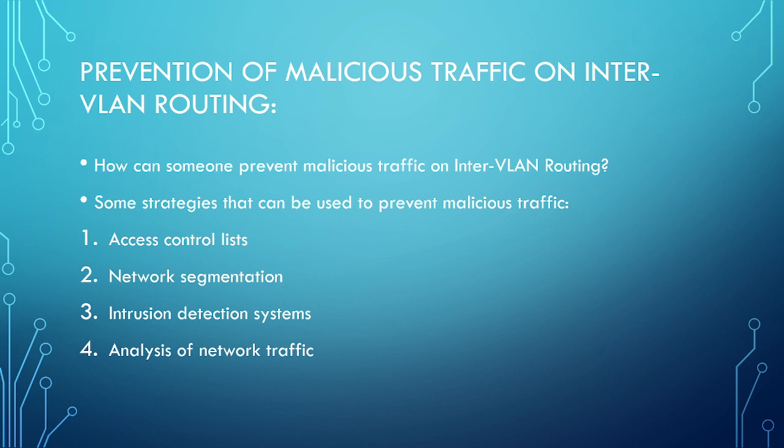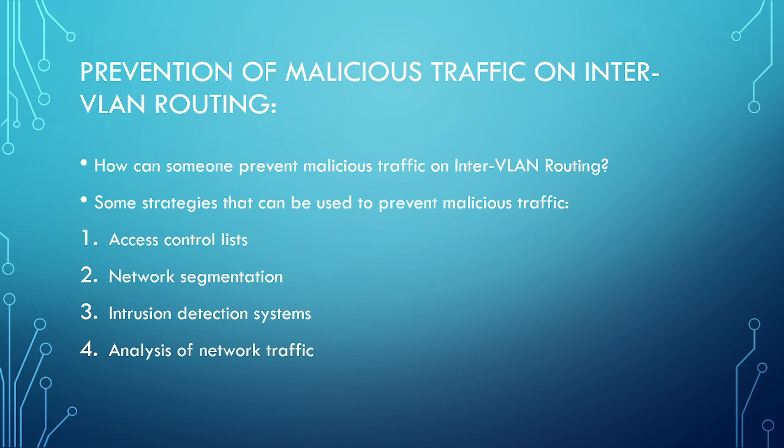Such strategies that can be used to prevent malicious traffic can be the use of, once again, access control lists, network segmentation, intrusion detection systems, and even the analysis of network traffic. The first strategy one can use is access control lists, where ACLs can help someone permit or deny traffic based on the rules in effect. Someone can use access control lists on their routers and switches to block potential malicious traffic from entering or causing widespread issues onto the VLANs within the network.